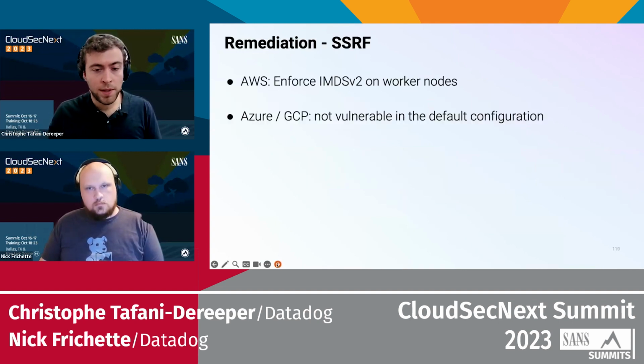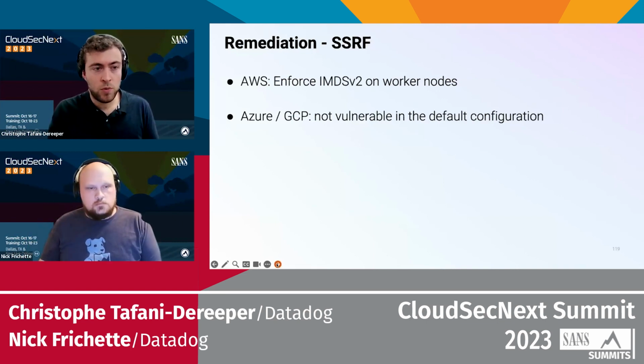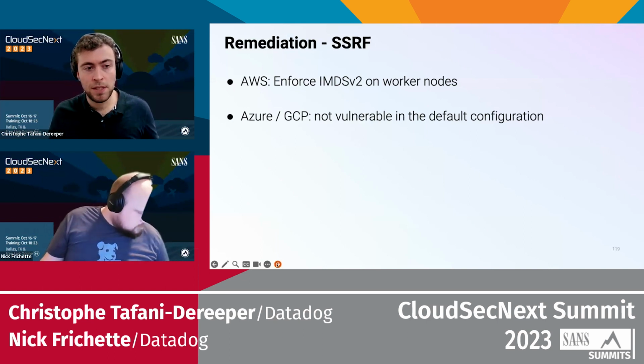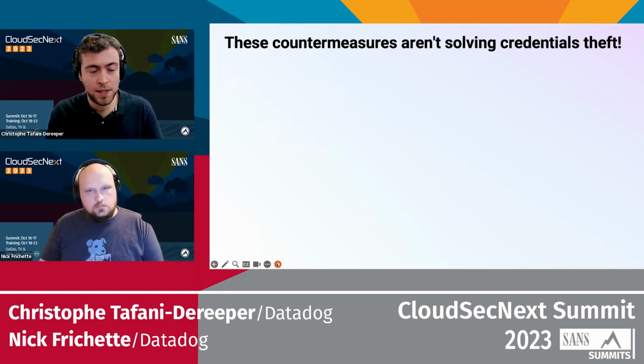Now, what can we do? That's the question, right? So for AWS, we need to make sure that IMDS v2 is enforced on the worker nodes. It's now a default actually since a few months ago if you use Amazon Linux 2023. And for Azure or GCP, as we saw, since you need to specify your specific header, by default, you are not vulnerable. Now, this is for server-side request forgery. So this is only applicable if you want to exploit server-side request forgery.